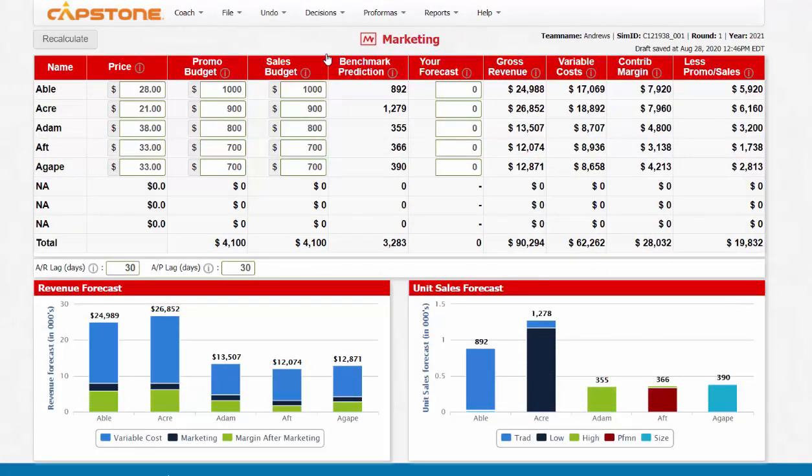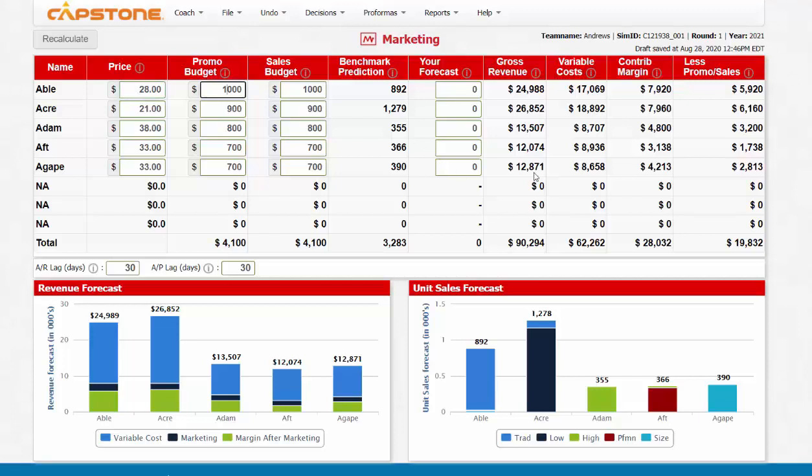In the marketing department, you are going to control price, your promotion budget, your sales budget, and you also will have to forecast how much of these products you think you're going to sell. In terms of price, remember what price you put in needs to be based on what customers are interested in and what you can afford to offer them. While a low price can help you increase your volume, it may also cause you to be unprofitable. So you have to be very careful weighing these multiple factors.